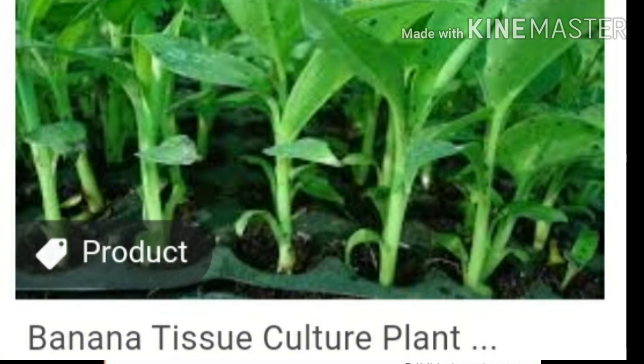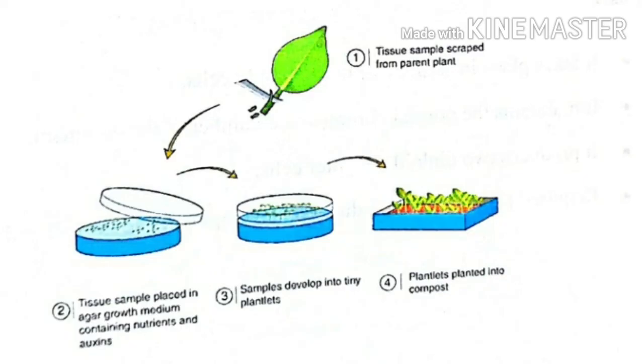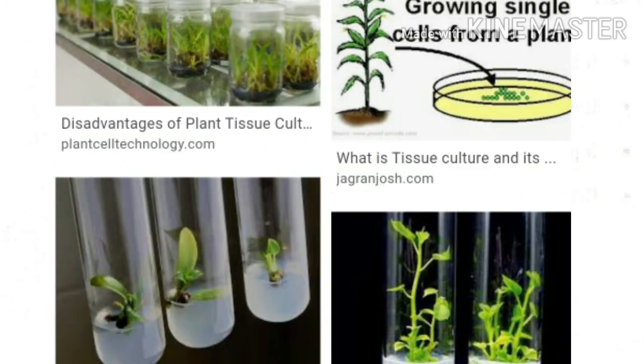Okay, so you can see the diagram that is given here. You can see that a small tissue from the growing tip of the plant is cut, and then that is placed in an agar medium which contains nutrients and the growth hormone called auxin. Then after some days we can see small tiny plantlets arise, which are later planted onto the field so they can grow in a very efficient way. So this is a technique of growing plants using cells or tissues.